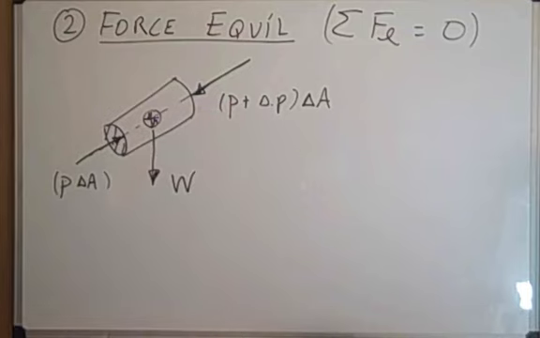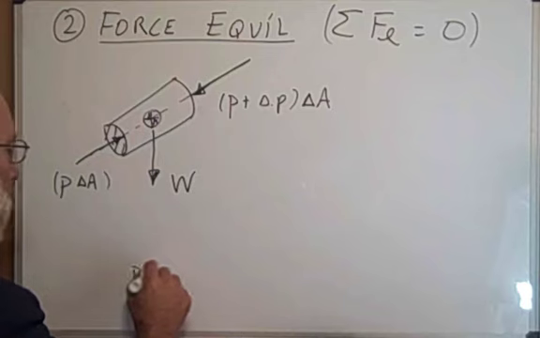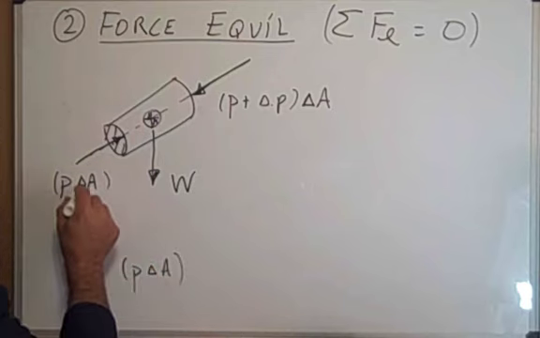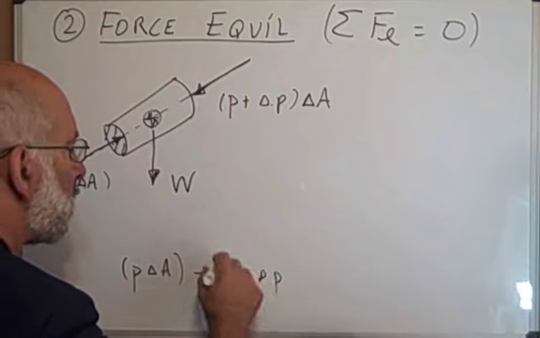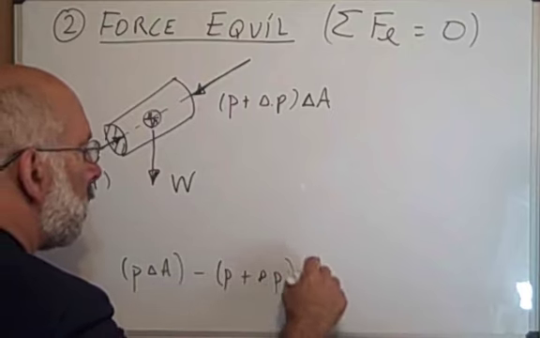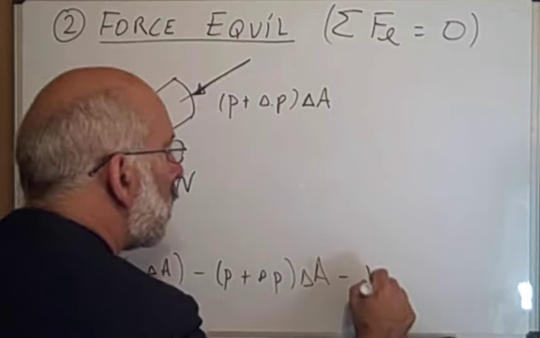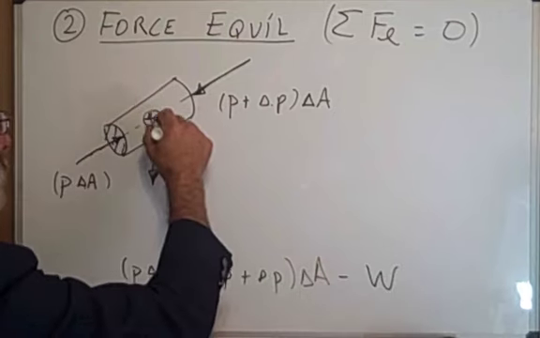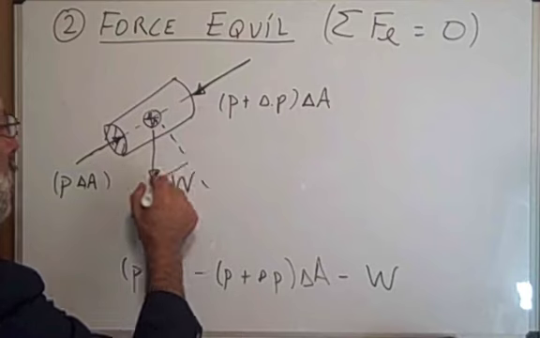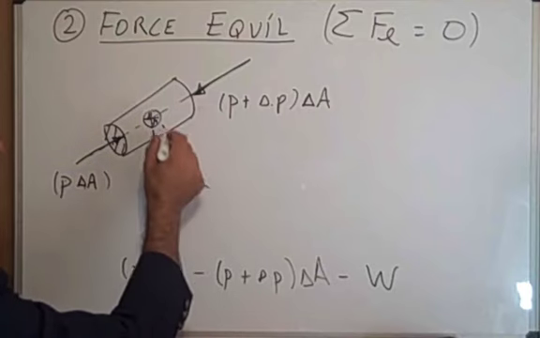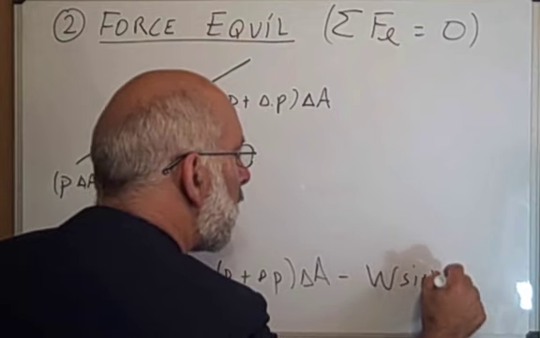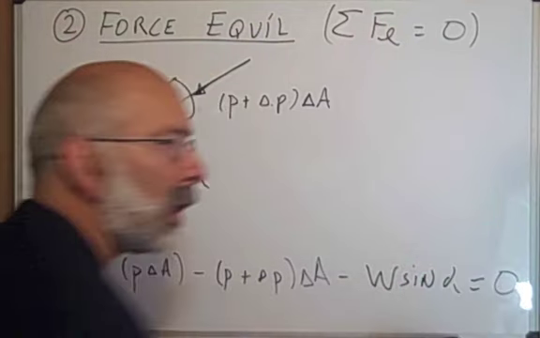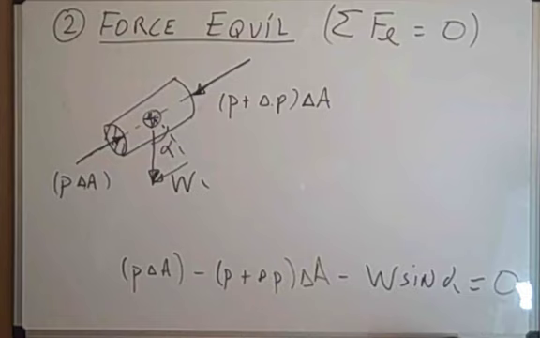And now we can sum forces in the L direction. And so we have P delta A, this term, minus this term, minus P plus delta P, delta A, minus the weight term. And we have to pick up the component of the weight in the L direction. So that angle again is alpha. So that becomes minus the weight times the sine of alpha. That is all equal to 0.